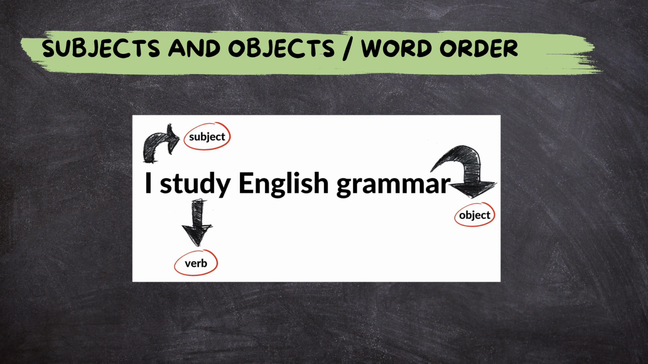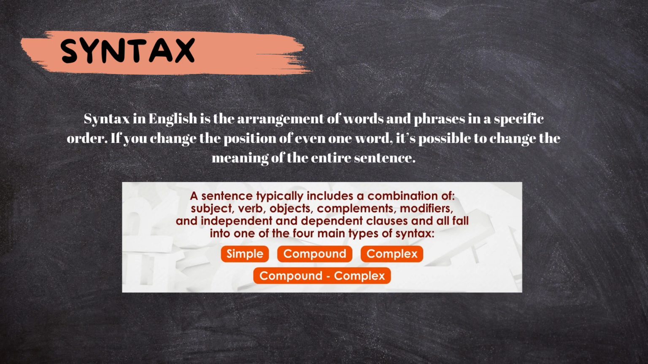Okay, this is all about grammar. Now, we are going to learn about syntax. Syntax in English is the arrangement of words and phrases in a specific order, and if you change the position of even one word, it is possible to change the meaning of the entire sentence. In other words, syntax is more about the context where we are talking about.